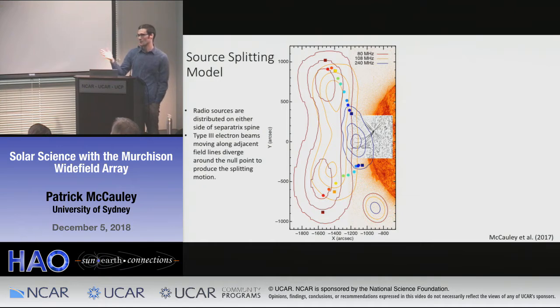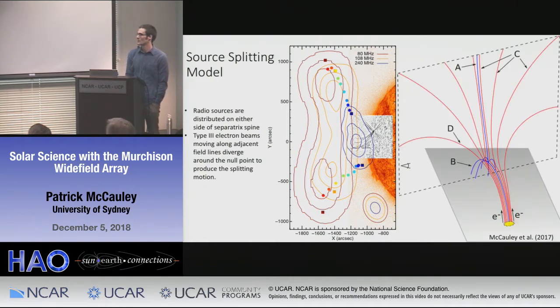So combining what we know from, or what we interpret from, these two observations, we come up with a cartoon picture that looks like this. We think our electrons are accelerated at the flare site, which is here in the cartoon, here in the image, and then the beams move along mostly parallel magnetic field lines until they approach the null point, at which point they diverge and head off in different directions.